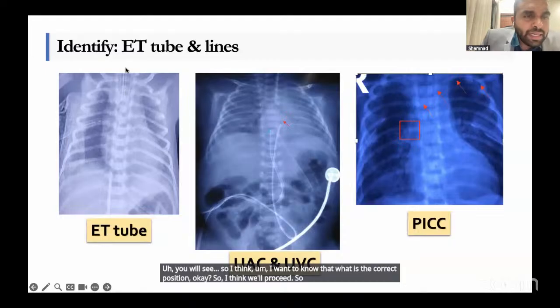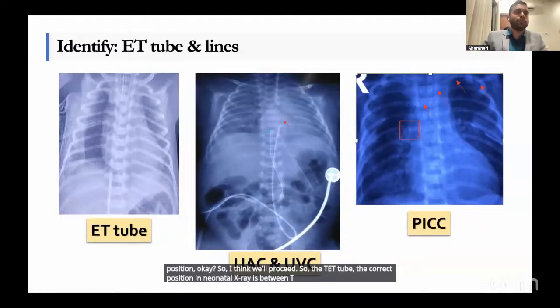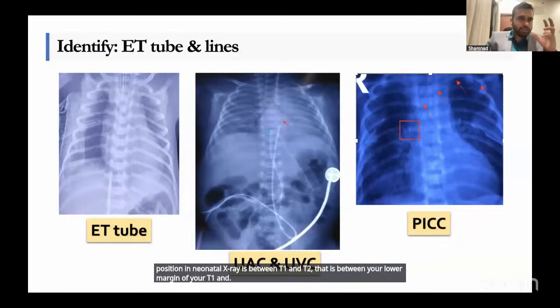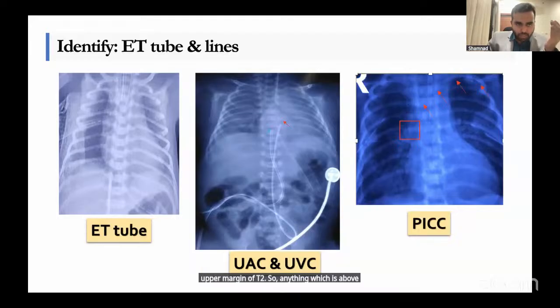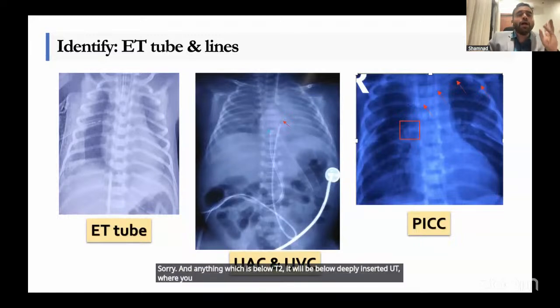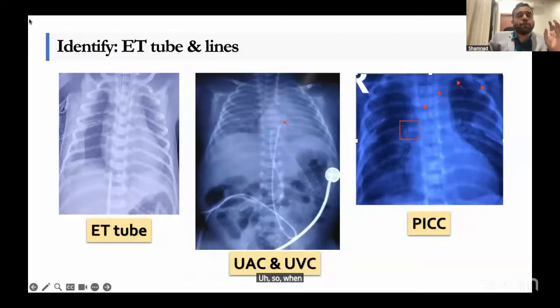With the ET tube, the correct position in a neonatal X-ray is between T1 and T2. That is between the lower margin of T1 and the upper margin of T2. Anything above T1 is placed higher up, and anything below T2 is a deeply inserted ET tube, which you'll need to pull out. So whenever you find the ET tube down on X-ray, you can pull it out.